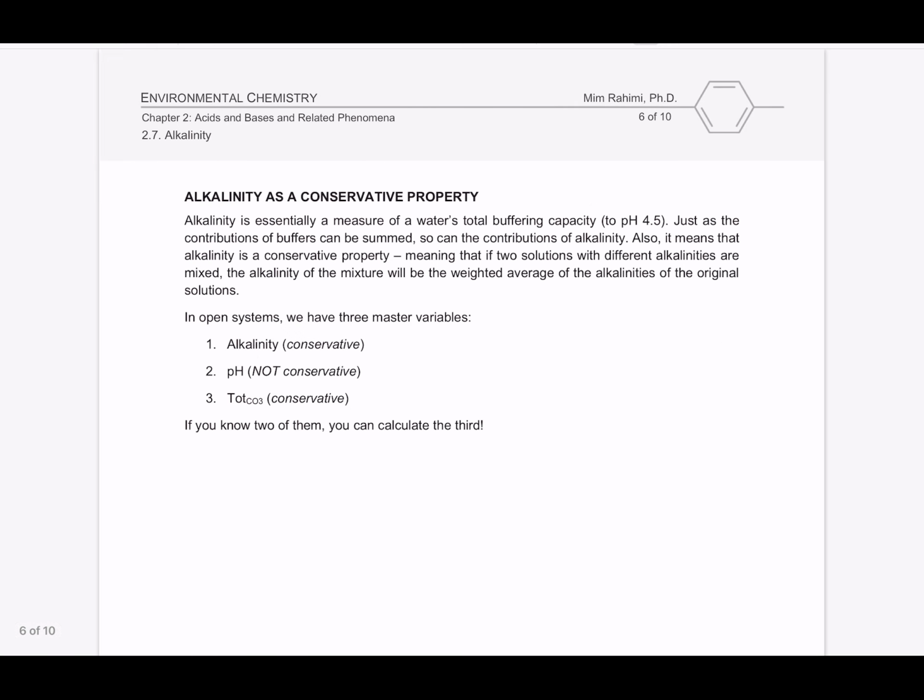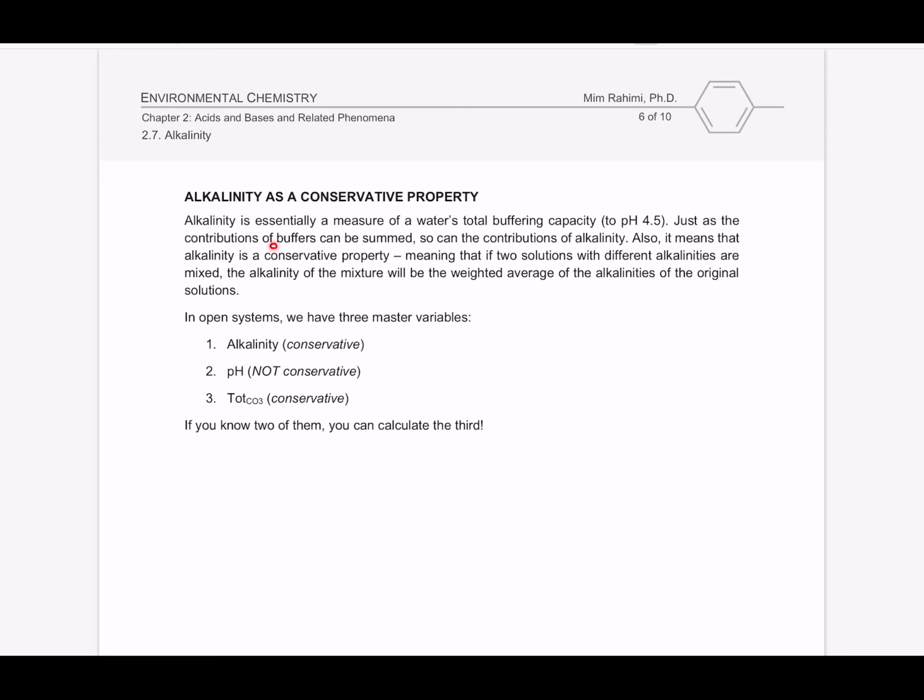So now let's talk about the alkalinity when it comes to mixture. So this is something that we mentioned at the beginning of the lecture, that alkalinity can be used to predict the mixture. And that's probably one of the most useful parts about alkalinity. So we're using this property of alkalinity, the fact that it's a conservative property. And that means it's essentially a measure of water total buffering capacity, as I mentioned, to pH of 4.5.